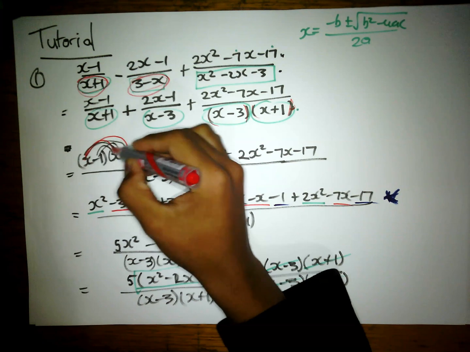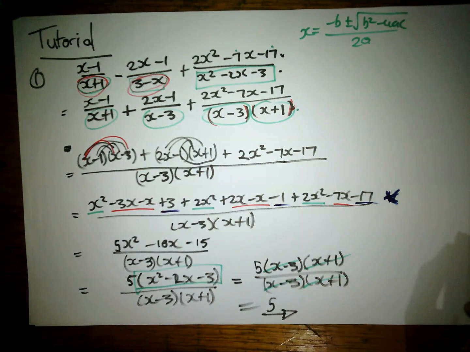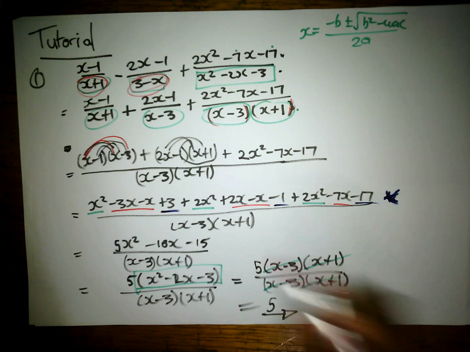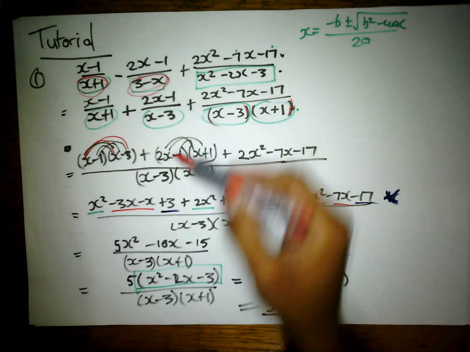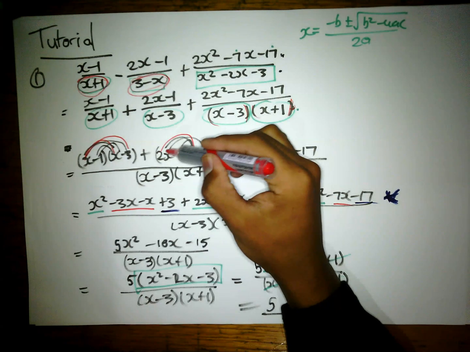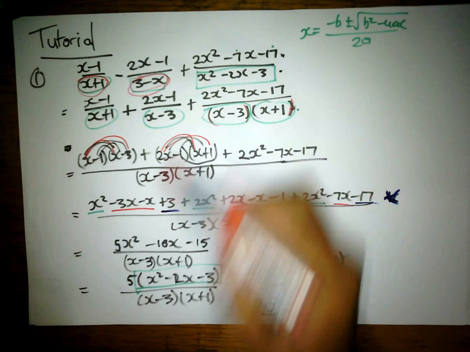That's why you just follow the jumping. First x times x. If you get confused with multiplying out, just always draw that jumping for yourself.